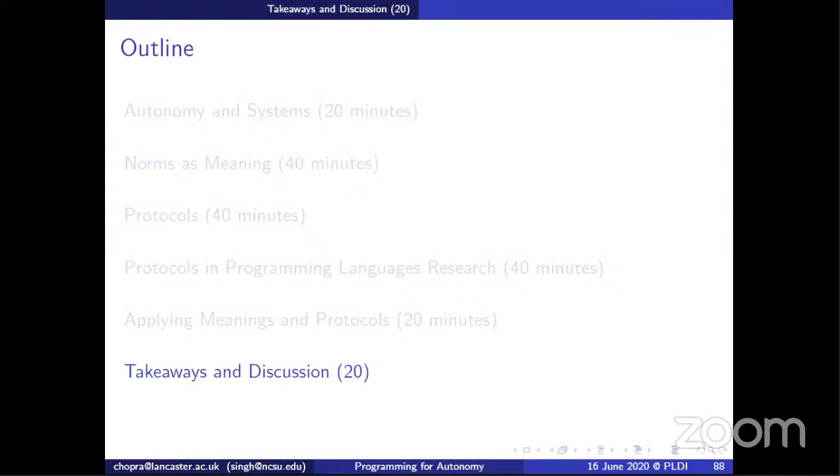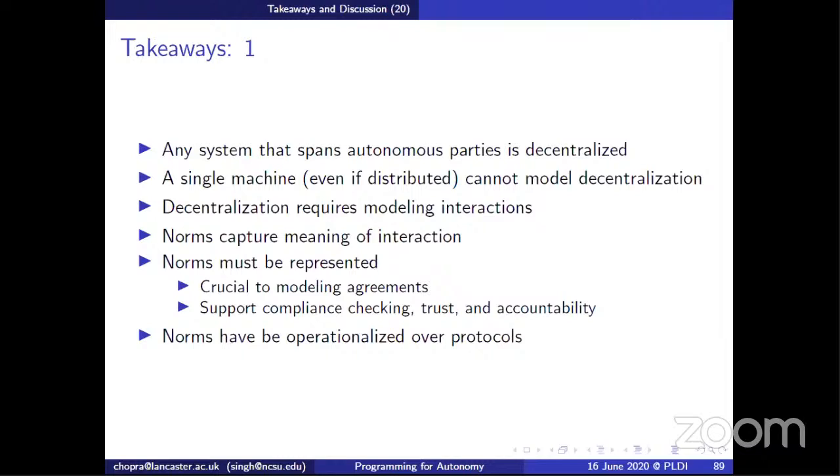So let's quickly review the key points in this tutorial. Again, there are many meanings of the word autonomy. The most prevalent one, which relates to AI, is the notion of an autonomous system, where autonomy refers to intelligence and automation.